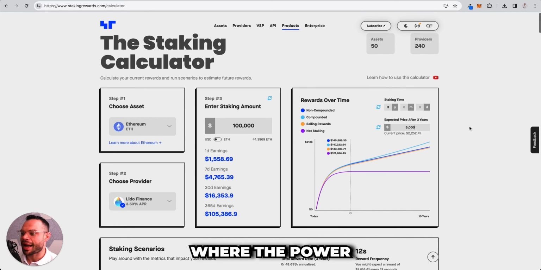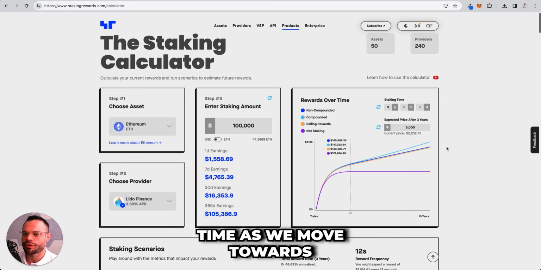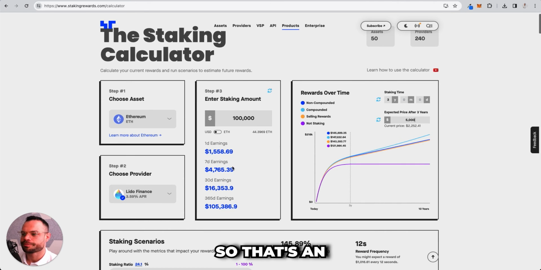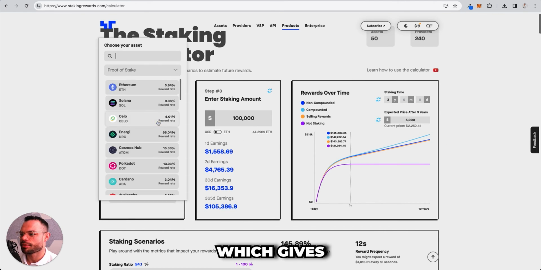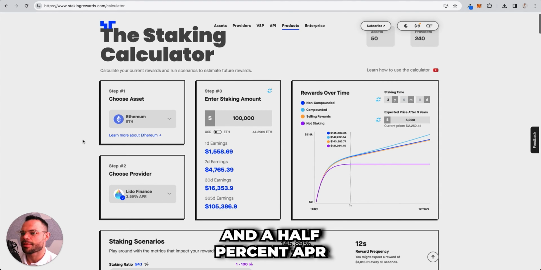So this is where the power of staking and compounding interest really comes into play, especially if you're going to start doing this at the early stages of a bull market and let your rewards compound over time as we move towards possibly a peak of the bull market in Q4 of 2025. So that's an example with Ethereum, which gives staking rewards of around 3.5% APR.